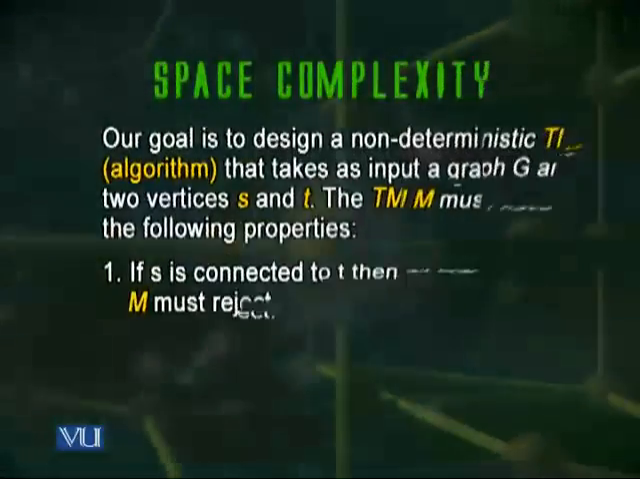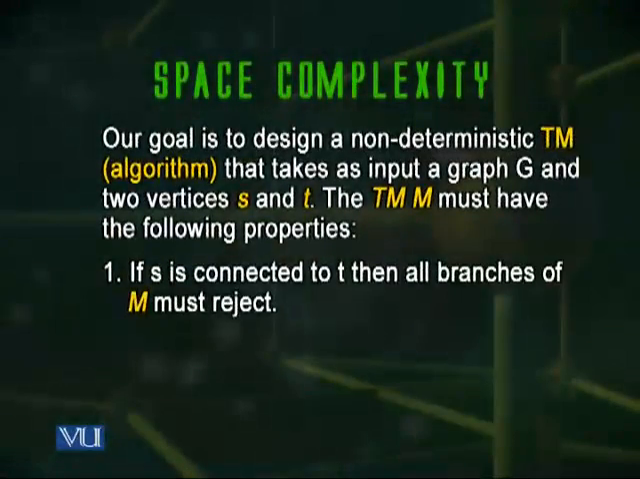If S happens to be connected to T, then this triple GST is going to be in the language path. Therefore, this triple is not going to be in the complement of the path, and therefore we must reject it. And for a non-deterministic Turing machine to reject, all its branches must reject. So, if S is connected to T, then all branches of M must reject.